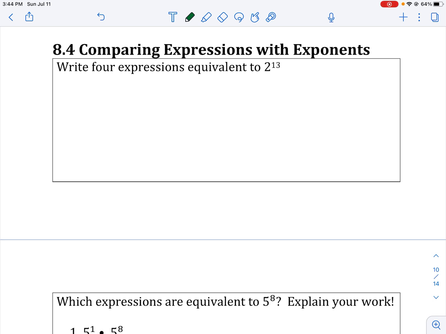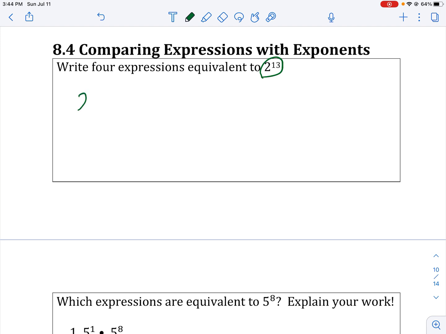So in this section, we are going to compare expressions with exponents. And the key here is we want to look at the exponent when the base is the exact same. So this first one says write 4 expressions that are equivalent to 2 to the 13th power.